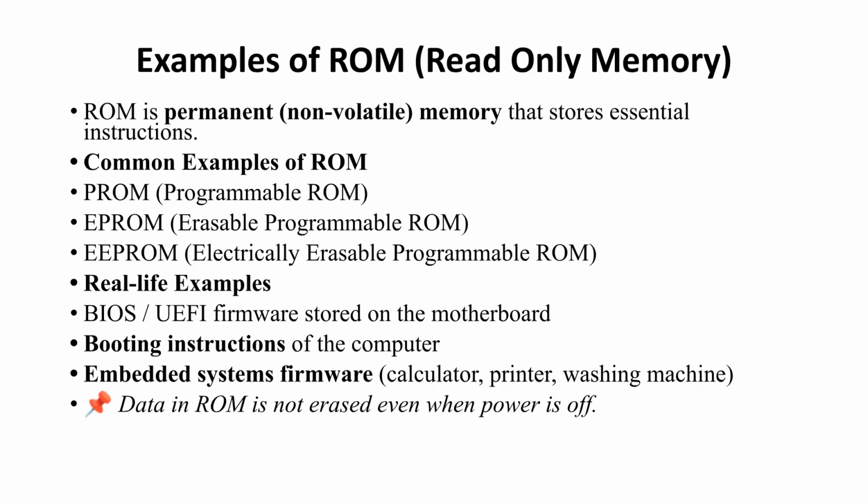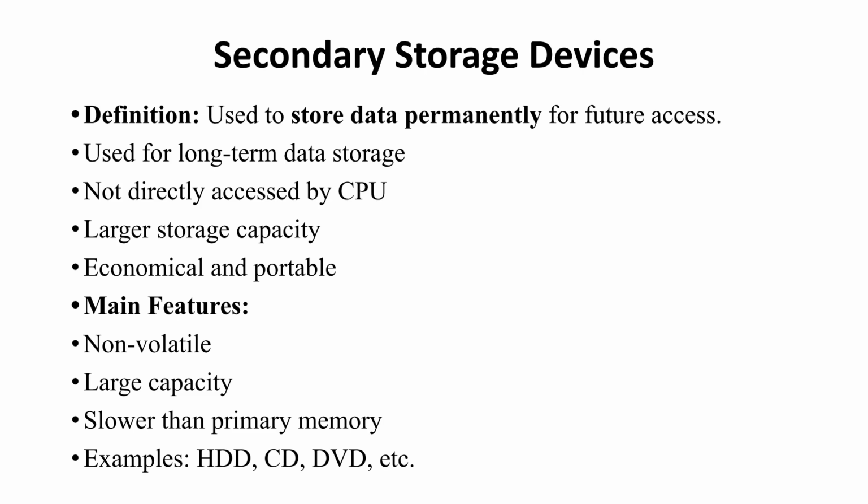ROM is permanent, non-volatile memory storing essential instructions. Examples include PROM, EPROM, and EEPROM, as well as BIOS UEFI firmware and embedded systems like calculators and printers. Secondary storage devices permanently store data for future access. They are non-volatile, offer large capacity, are slower than primary memory, and include examples like HDD, CD, and DVD.